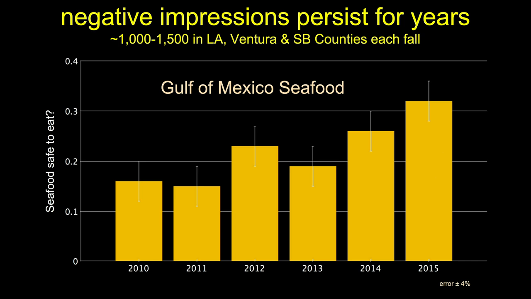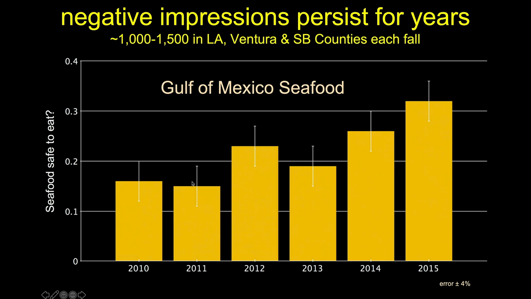I should say that perceptions are important. Perceptions really do matter. So in this case, from our class data, this is a sense of negative impressions over seafood. How many people think we should avoid eating seafood from the Gulf of Mexico? The Deepwater Horizon spill was in 2010. The spill happened in April. The survey was taken in the early fall, and the rest of these were in early fall.